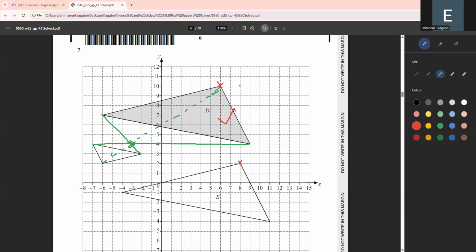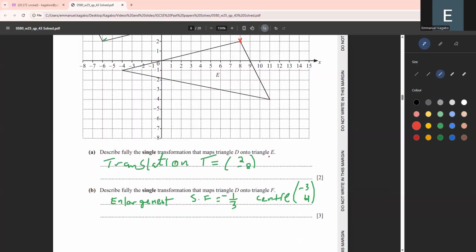So positive 2. Down moved how many steps? 1, 2, 3, 4, 5, 6, 7, 8. Negative 8. That's why you see here, I said translation with a translation vector (2, -8). I hope you have understood, okay?